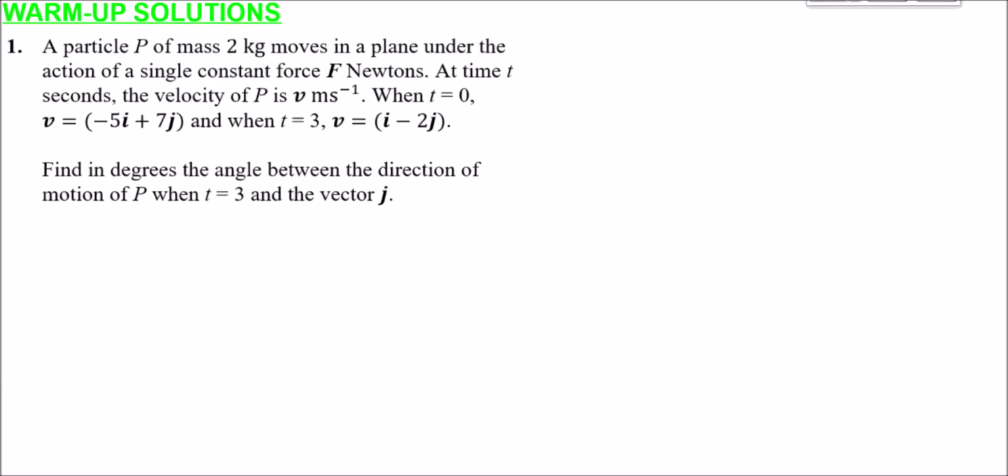Question 1. We've got a particle of mass 2 kilograms moving in a plane, just means in a surface, under the action of a single constant force of F newtons. At time t seconds, the velocity of P is v meters per second. At t equals 0, v is minus 5i plus 7j, and when t is 3, the velocity is i minus 2j. So find in degrees the angle between the direction of motion of P when t equals 3 and the vector j.